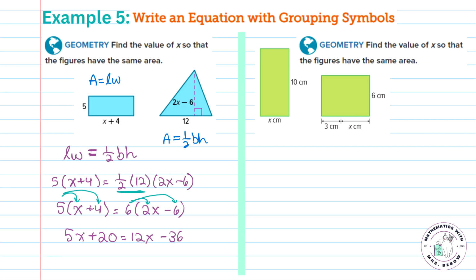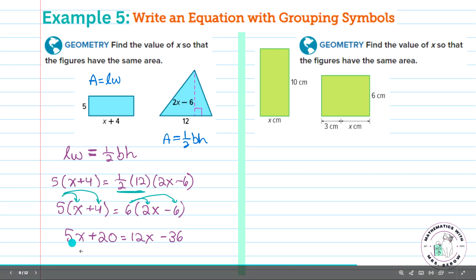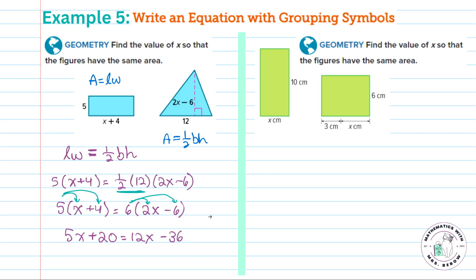And then at this point, I am going to subtract the 5x from both sides. And again, you have 4 choices here. You could subtract 5x, you could subtract 20, you could subtract 12x, you could add 36. Totally up to you. I like to try to get it so that I don't deal with negative coefficients, and I also like to try to get it so that it looks like your typical two-step equation. And to get it to look like a typical two-step equation, you start with one of those variable terms. So I will subtract the 5x from both sides, and I will have 20 equals 7x minus 36.